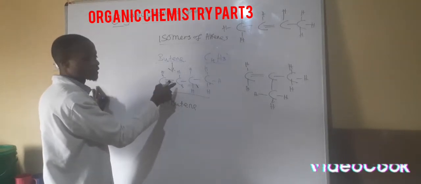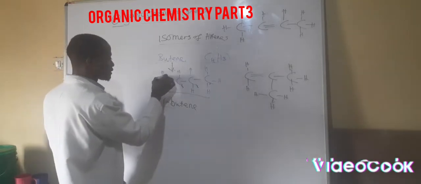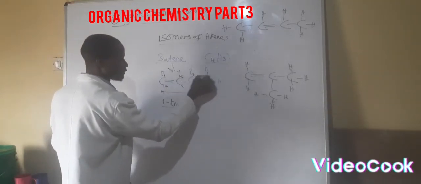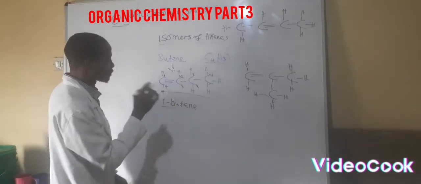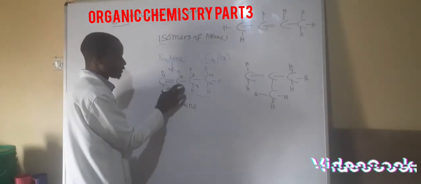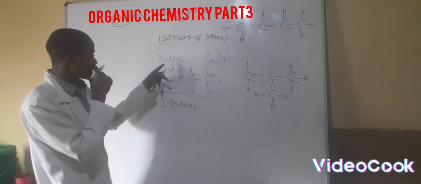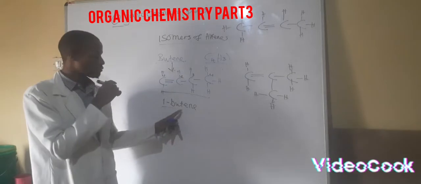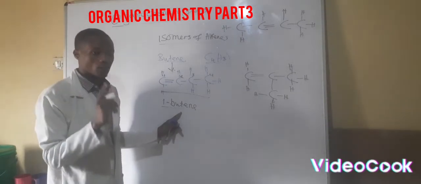Okay, you get the first carbon to touch the double bond. Then if you count this side to be 1, 2, 3, 4, the double bond will be at carbon 1. If you count from the other side, it will be wrong. So you count from the side that gives the double bond the smallest number possible. So butene, in this case, will be called 1-butene, which simply means the double bond is at carbon 1.